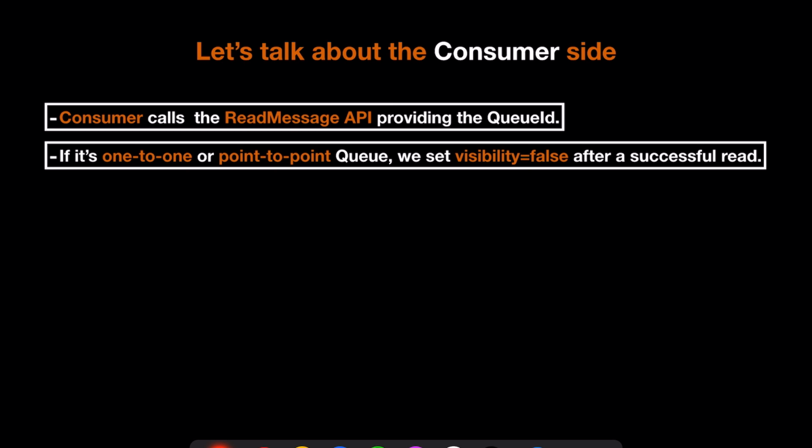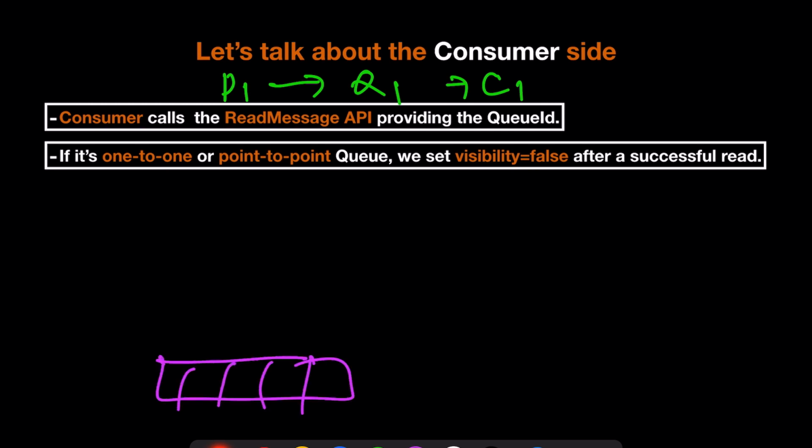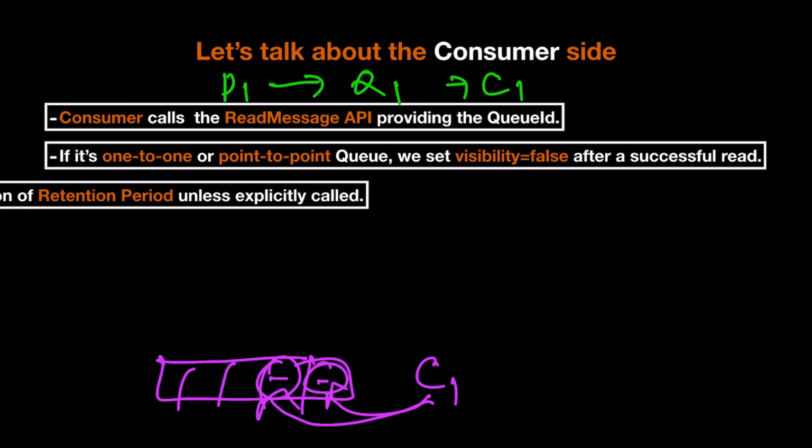If it's a one-to-one or point-to-point queue, that means one producer, like P1 is sending data to Q1, and we have consumer 1, we set visibility equal to false after a successful read. Say for example, in a queue we have data here, right? After reading this much data, like C1 reads this, then reads this, we set visibility equal to false rather than deleting the message.